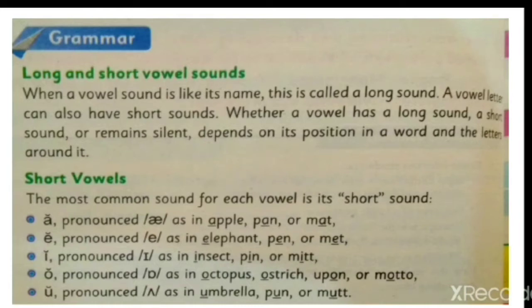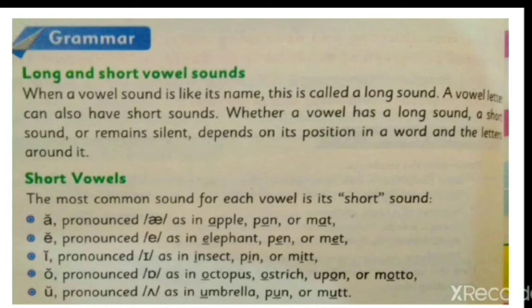When a vowel sound is like its name, this is called a long sound, like the way we have given names to these vowels: A, E, I, O, U. So these are what we call long vowel sounds. A vowel letter can also have short sounds. Whether a vowel has a long sound, a short sound, or remains silent depends on its position in a word and the letters around it.